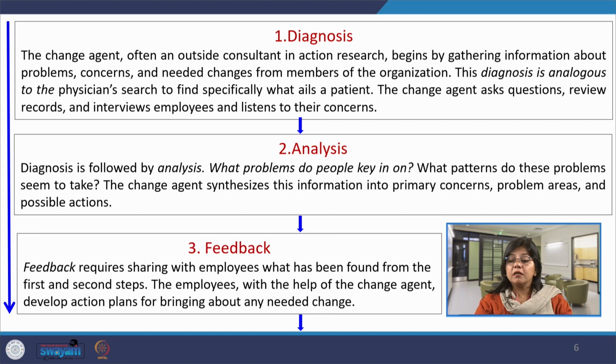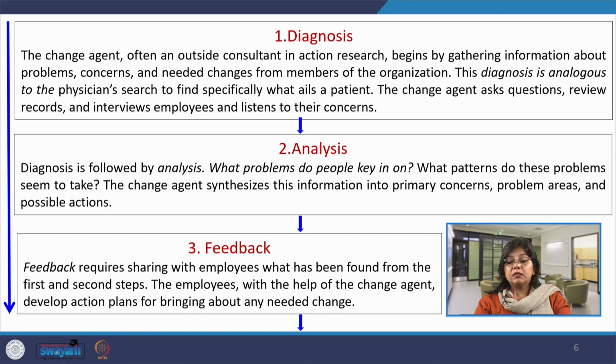So, the change agent asks questions, reviews records and interviews employees and listens to their concerns. While interviewing the employees, the change agent is able to find out the loopholes, some lacking in the system, and based on that data the change can be initiated in a very systematic manner. So, once the diagnosis is over, it leads to the next stage, that is analysis. Diagnosis is followed by analysis. What problems do people key in on? That is, what are the problems that employees are facing and how they are focusing on those problems in order to resolve them.